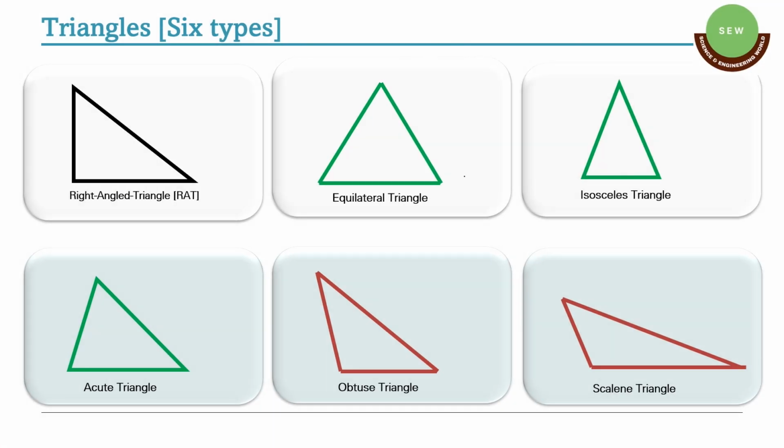There are basically 6 types of triangles. The first one is right, that I always call right, which is a right-angled triangle with its 90 degrees here, and the line facing it is the hypotenuse. I've done some video clips on this and I put the link above.